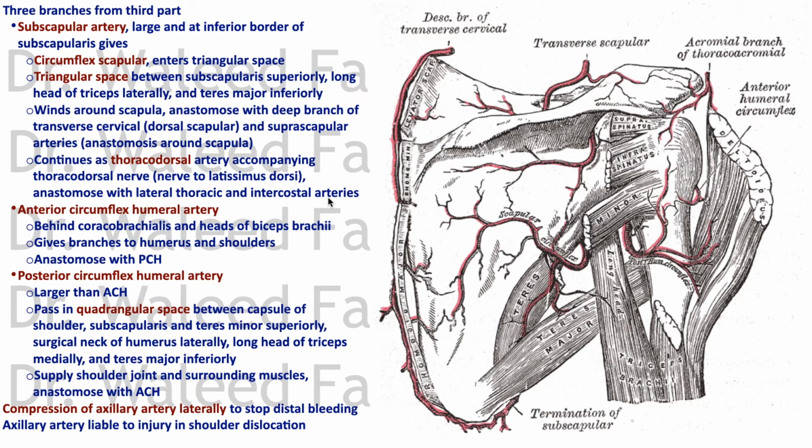From the third part, we have the subscapular artery. It's large, but of short course, and immediately divides into circumflex scapular and thoracodorsal. The circumflex scapular artery, this is the circumflex scapular artery. It goes through the triangular space between the subscapularis above, teres major below, and the long head of triceps laterally.